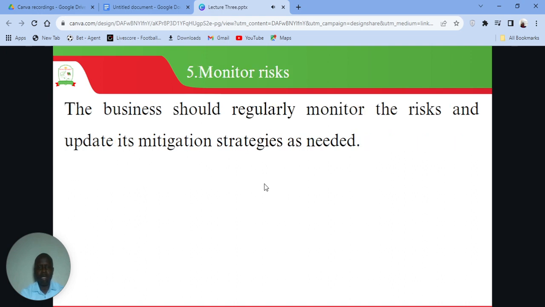Then we also monitor risks. The business should regularly monitor the risks and update its mitigation strategies. Monitoring is all about continuing to check on the likelihood that this risk might occur or has happened. The reason we do monitoring is in case we realize that we are on the verge of experiencing any of these risks, then we can put in place measures that are going to assist us to control the likelihood or the escalation of that risk, if at all it has happened.